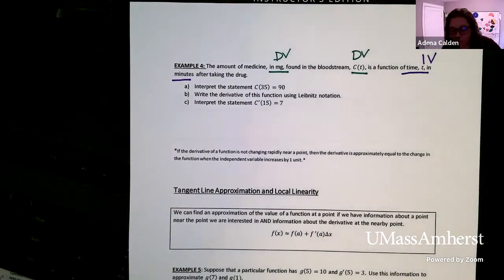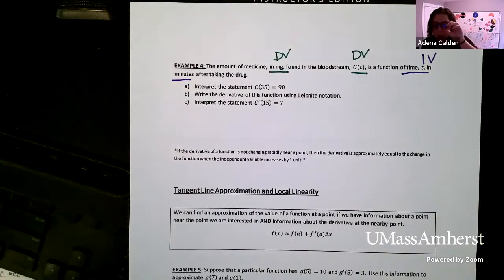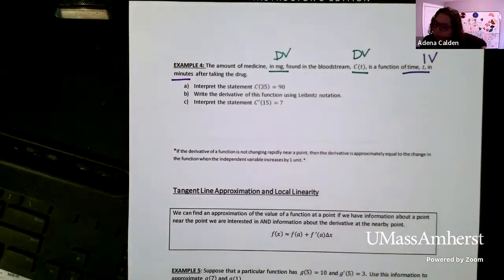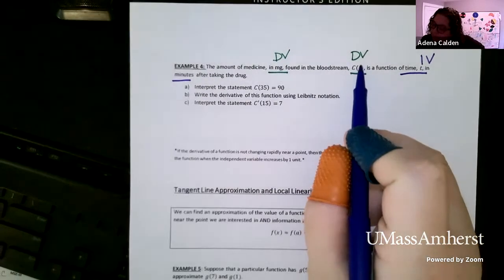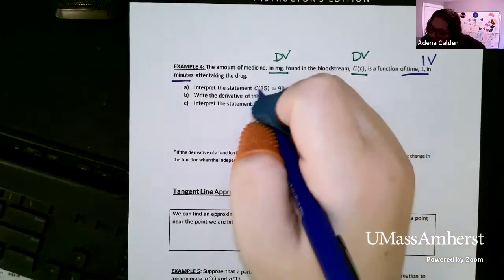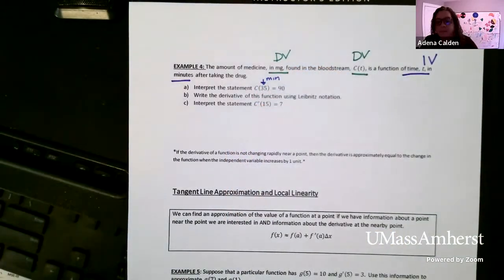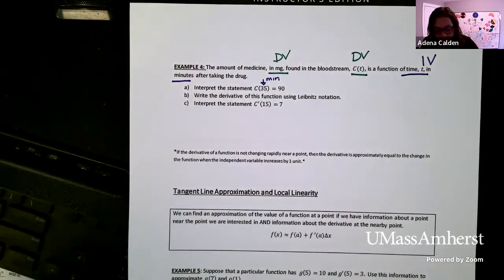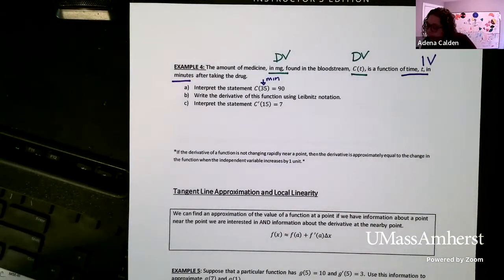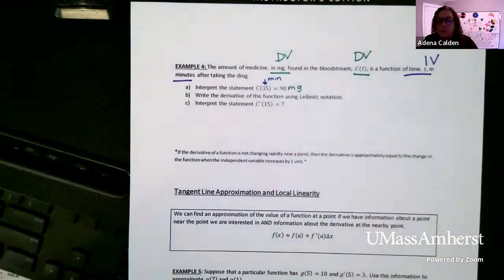Okay. So for part A, when we interpret the statement C of 35 equals 90, we're trying to think about what the 35 means and what the 90 means. So 35 is t, right? Because that's the number inside the function, and t is time in minutes. So when we talk about 35, we're talking about 35 minutes. And when we talk about 90, the 90 is our dependent value here, and that's going to be in milligrams.